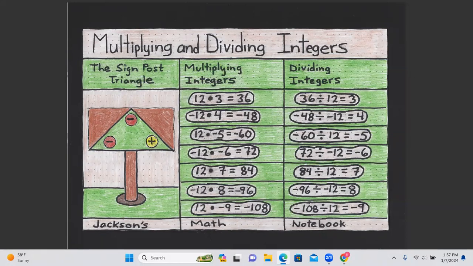Today, we're going to apply those rules to actual problems. We're going to apply those rules to multiplying integers and dividing integers. And we're going to start with multiplying integers first.